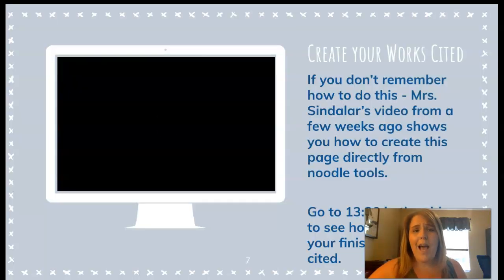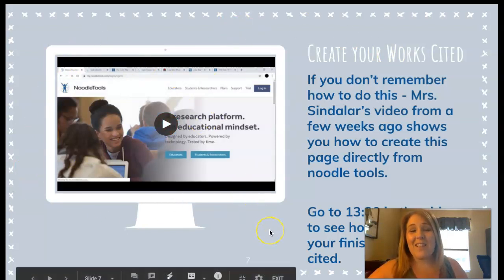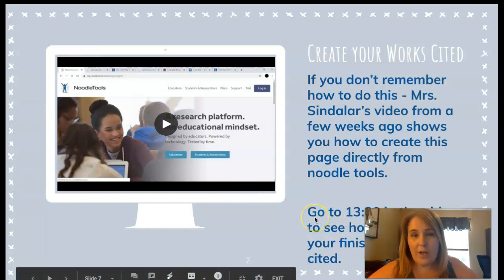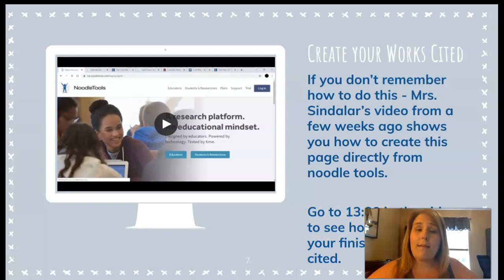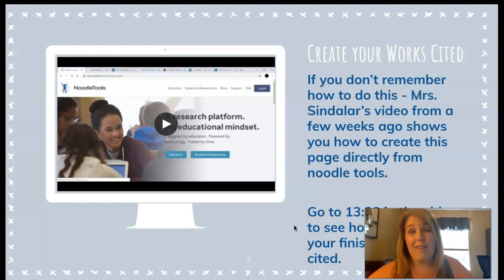So as you can see here, I added the video right here that Mrs. Sindelar posted a few weeks ago. Okay, now specifically, if you just need to know how to do the works cited, then you're going to go to minute 13:30 in the video to see how she downloads it and adds it to the final paper. However, if you have forgotten how to do Noodle Tools, then you may want to rewatch the whole video to understand how you need to do Noodle Tools, and then you can do your works cited. So objective number 1 today is that you are going to create your works cited, and you're going to add it to the end of your final research paper.